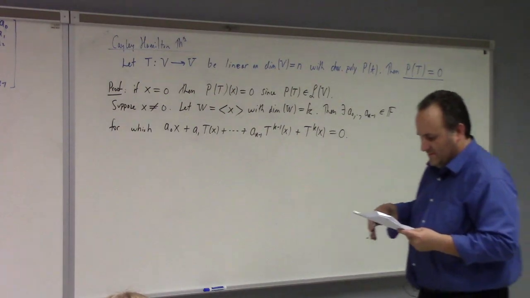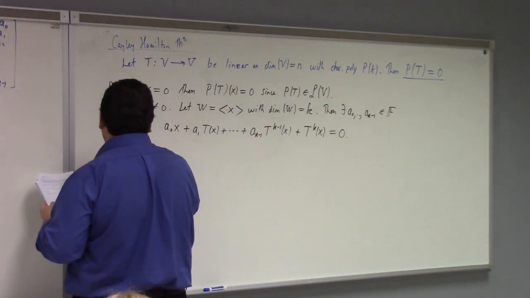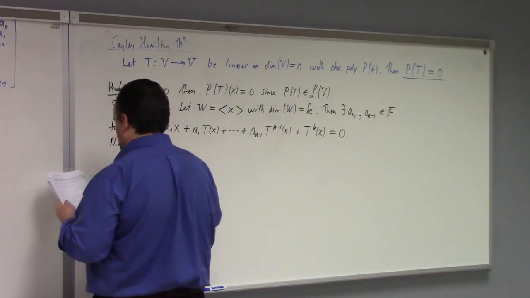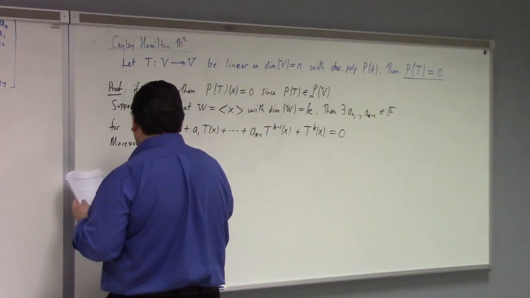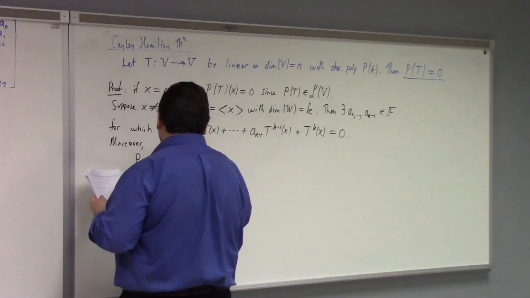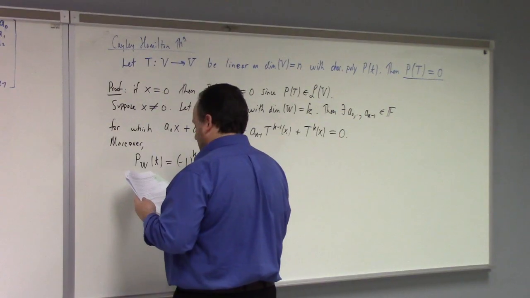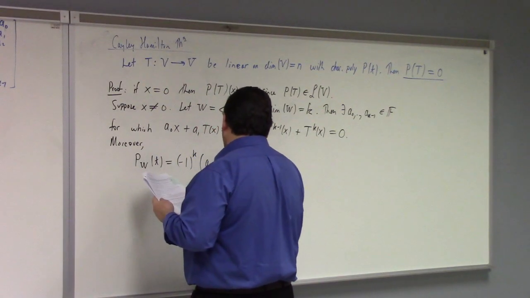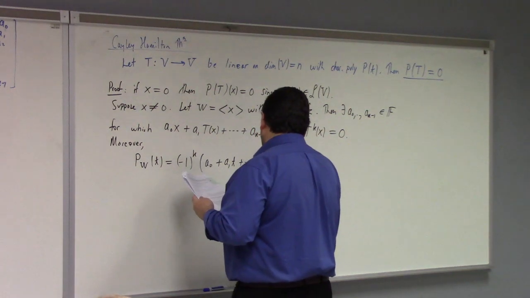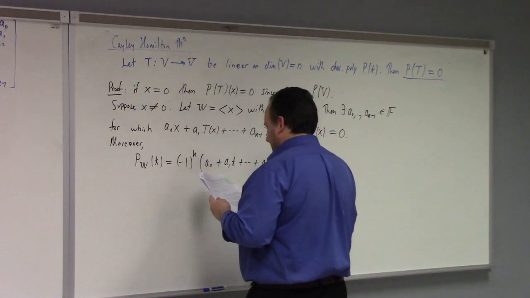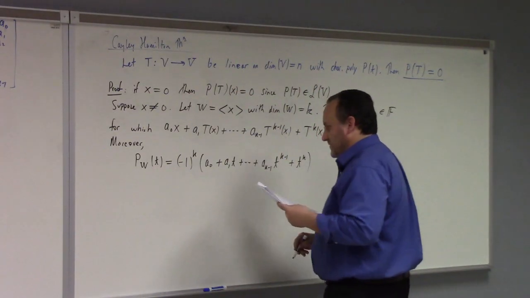And here's the part where it gets a little sketchy in terms of what I did today. Moreover, the characteristic polynomial of T sub W, right? It's equal to minus 1 to the power k times (a sub 0 plus a sub 1 t plus dot dot dot plus a sub k minus 1 t to the k minus 1 plus t to the power k), close parenthesis.